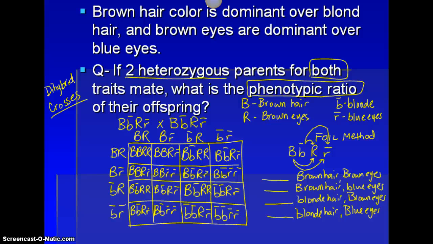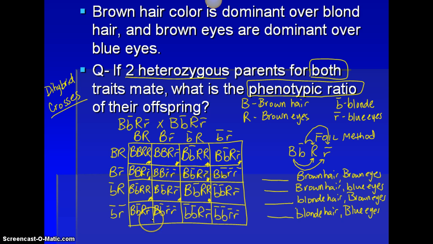So first we're going to look for anything that has brown hair and brown eyes together. In order to have brown hair and brown eyes, they need to have at least 1 big B and 1 big R. So we're going to count all of those. So here's 1, 2, 3, 4, 5, that's a no, 6, no, 7, 8, 9. No.